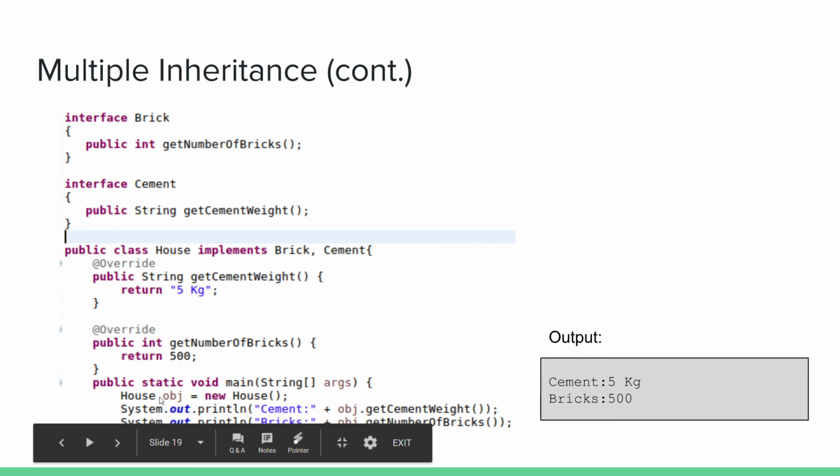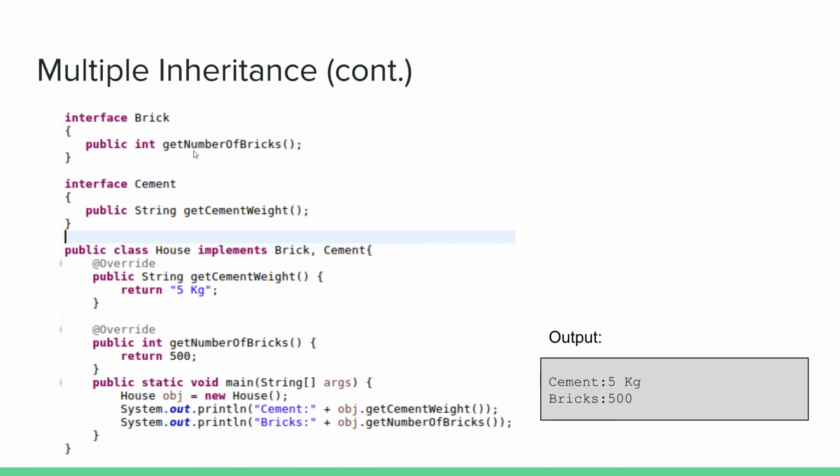So when I create an object of the house, and then I say object dot get cement weight, the implementation is of its own class, and there is no implementation written in the brick or in the cement class.